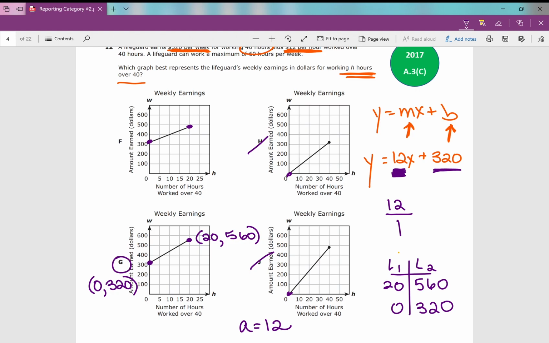If I did that with F and I picked 2 points, and if you picked different points besides 20, 560 and 0, 320, but they were fairly close to that, you will get something close to 12. Do the same for F, and you do not get 12. You'll get something less than that. So the answer is not F, it's G. And that's the best strategy I can give you on this, what I would consider a very difficult problem.